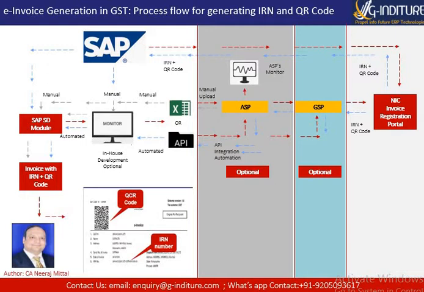Now if you see this slide, it is divided into two parts. The part in white talks about your processes within SAP, what you need to do. After that, once you are out of SAP, there are options for integration. Either you may integrate with ASP, who in turn integrates with GSP, who in turn integrates with NIC, or you can bypass ASP and integrate with GSP, who integrates with NIC, or you can directly integrate with NIC.